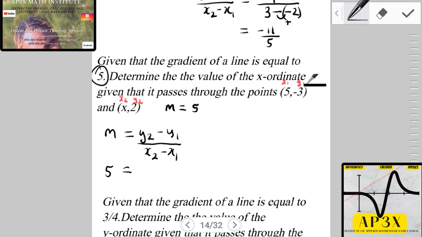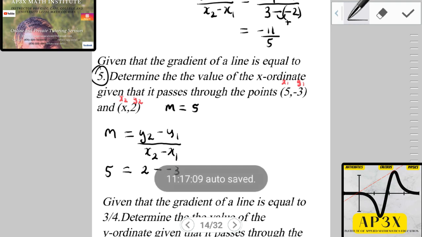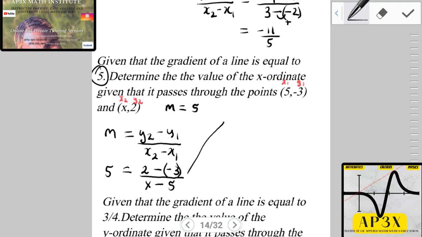So y2, you can see here, is 2. And we're going to take away y1, which is negative 3. So that's 2 take away negative 3. And that's going to be divided by x2, which is the value that we're missing, so that's x, take away x1, which is 5. Alright, so we're going to be solving an equation, and this is where algebra comes into play now. We're going to have to learn how to solve equations.